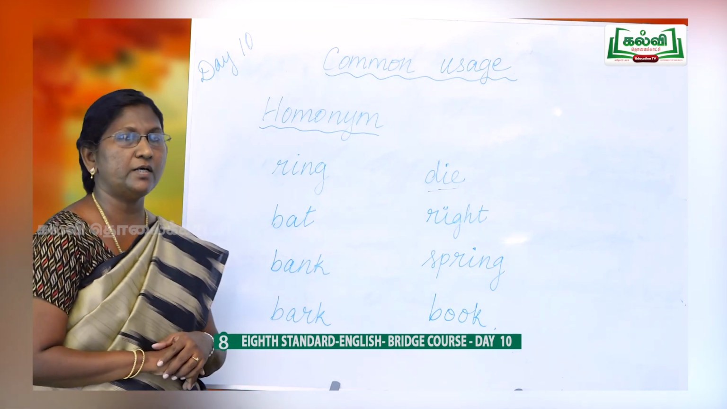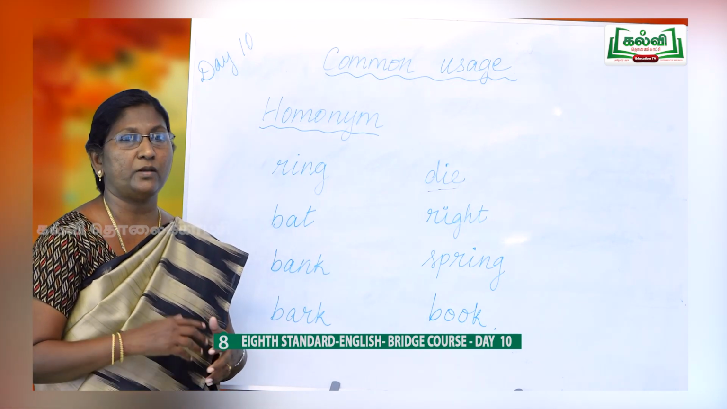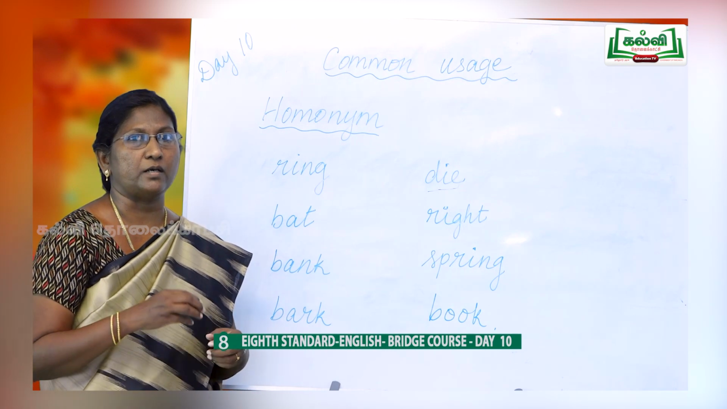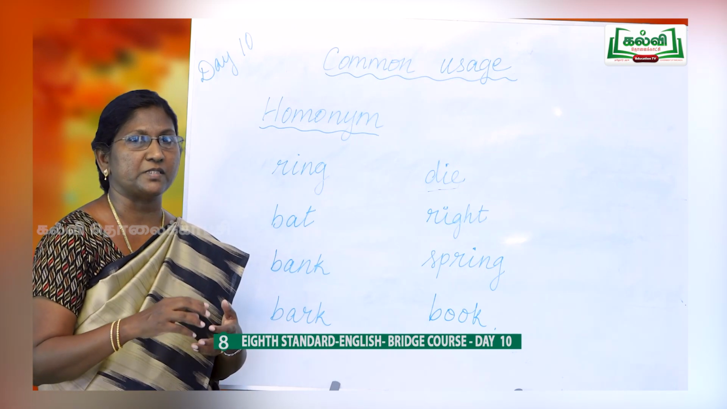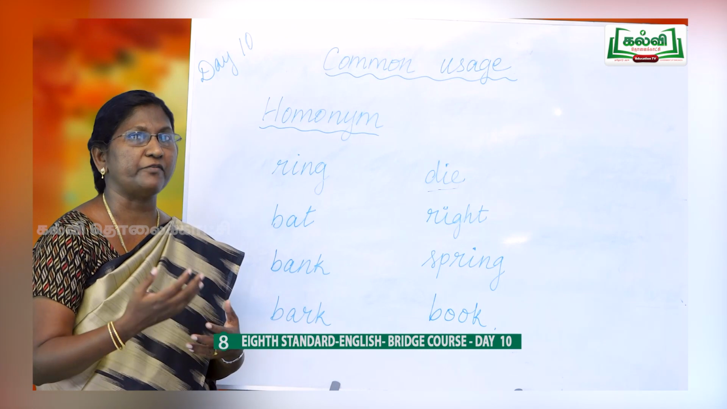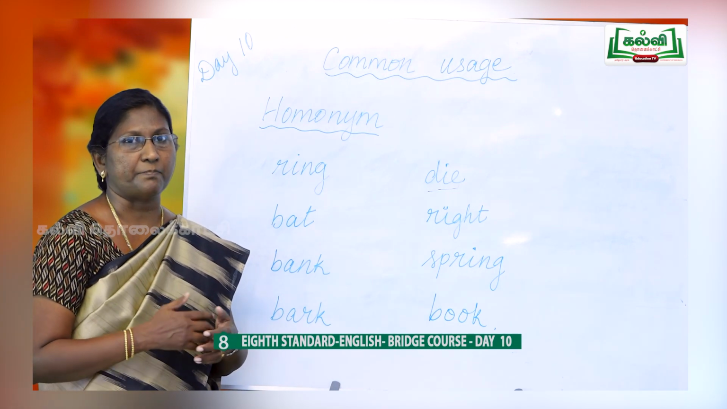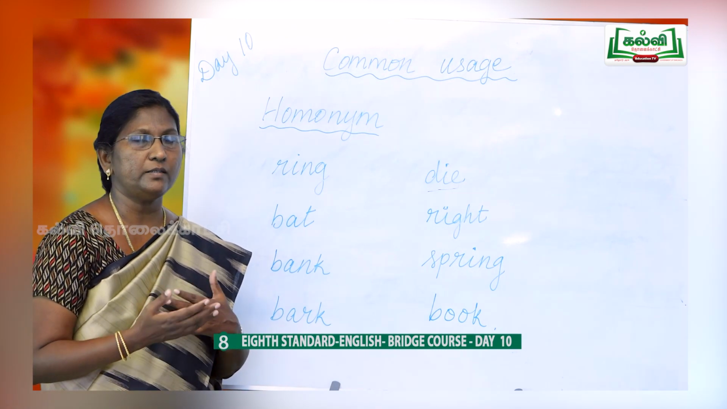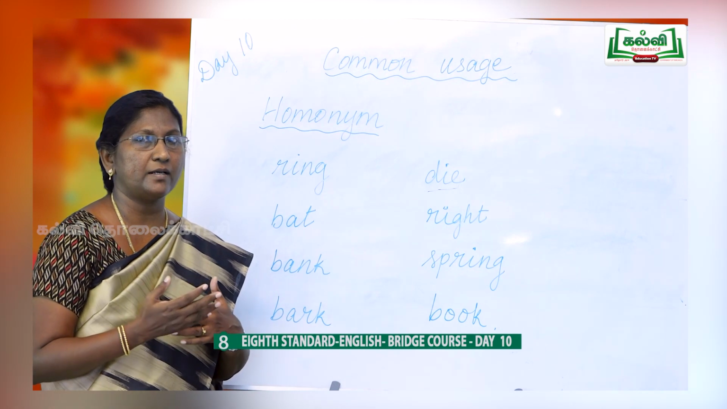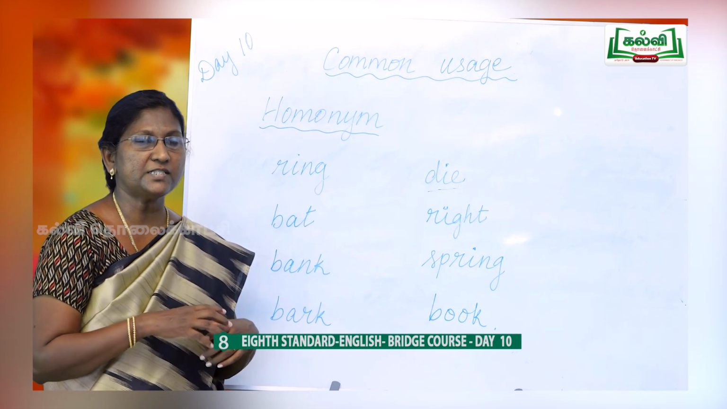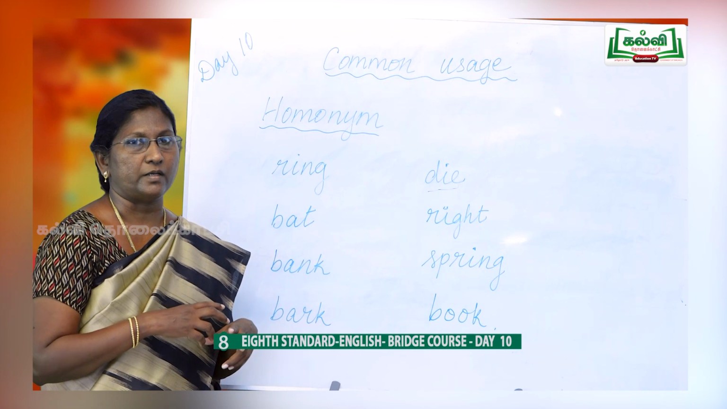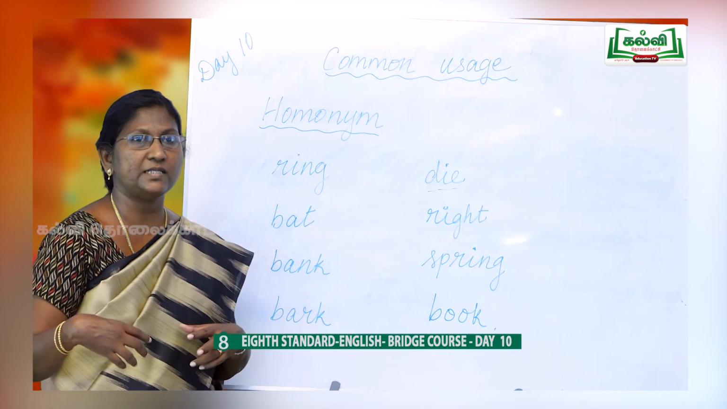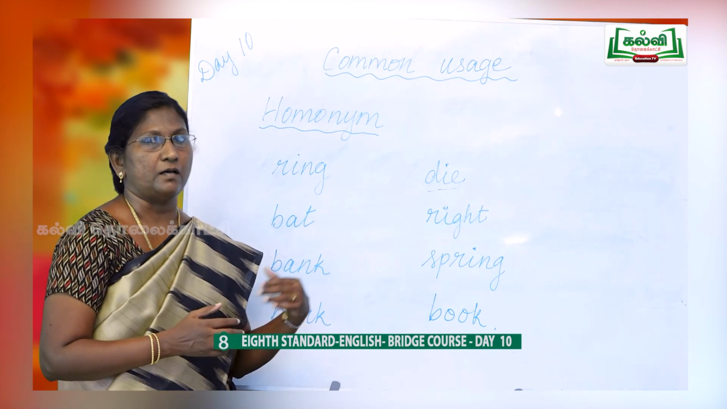The next word is bank. You know, where you used to go and deposit your money, and sometimes if you are in need of money, you will go and withdraw your money. That is a bank, that we know. Another one, can you imagine any other bank? Yes, the sides of a river. There are flowing rivers, sides are called as bank.